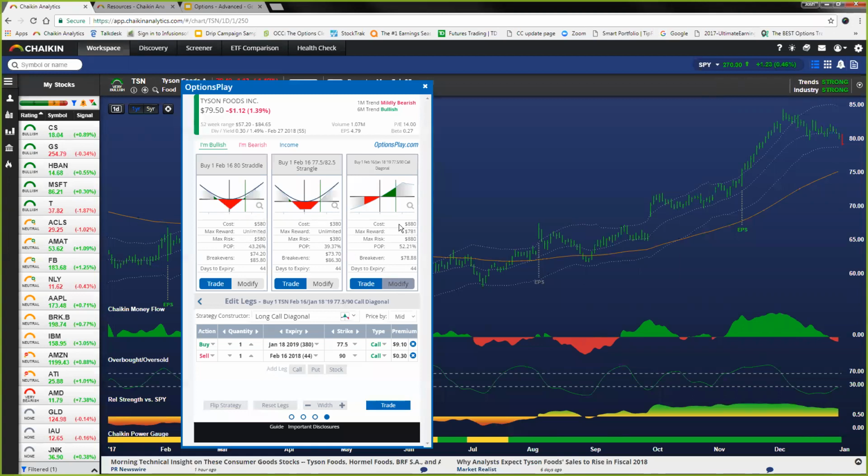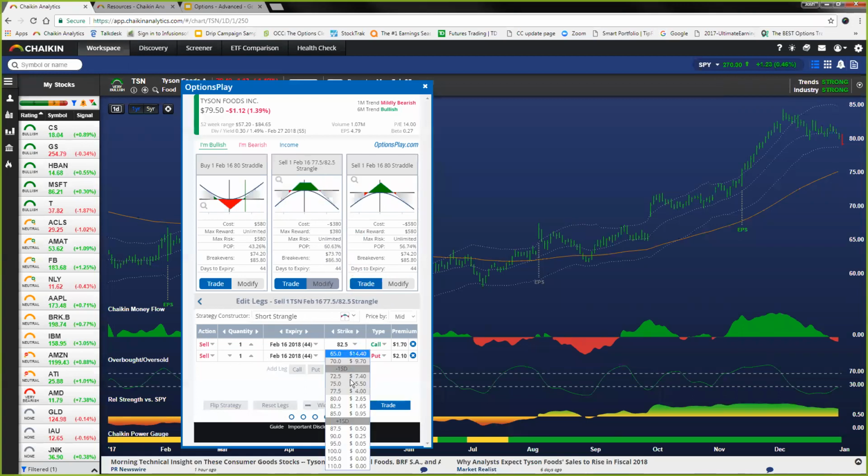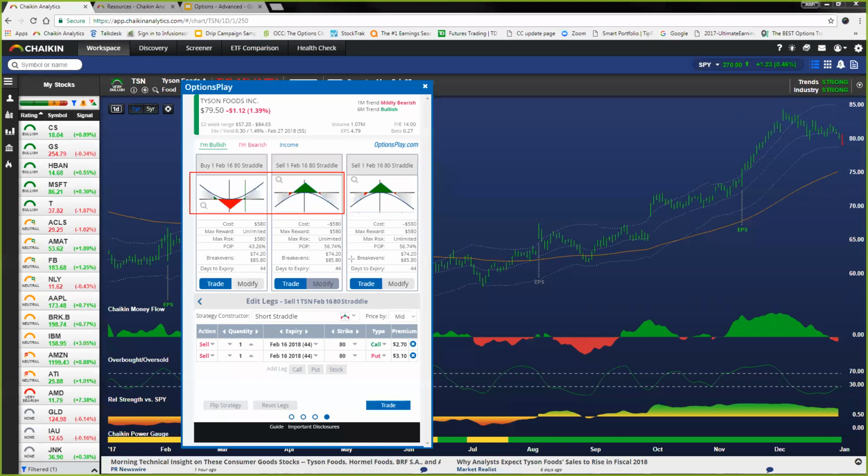If we just set this up as a credit strategy, so we're taking the February 16 and we're selling a call and a put, both at 80. All right. I wish I could just delete the one in the middle here. In fact, better yet, we'll just put this one next to this one. All right. These are the exact opposite. One is the buyer, one is the seller.